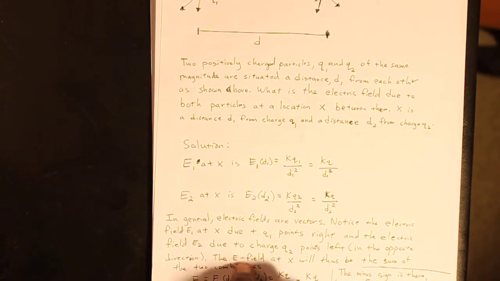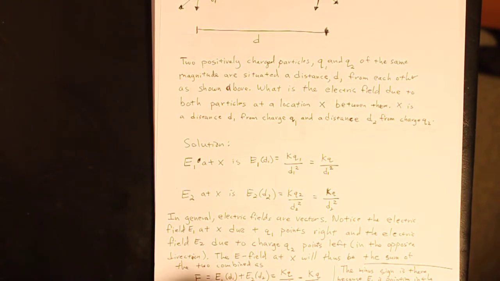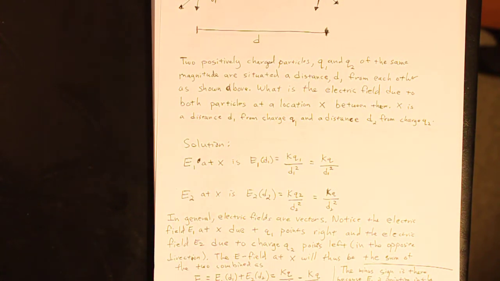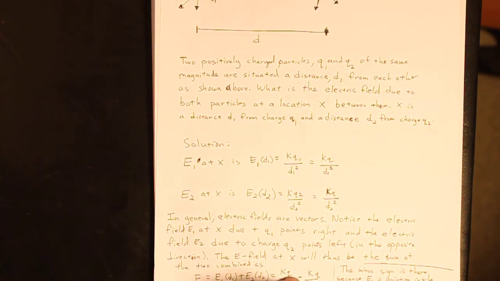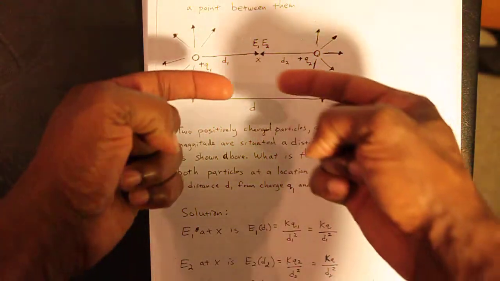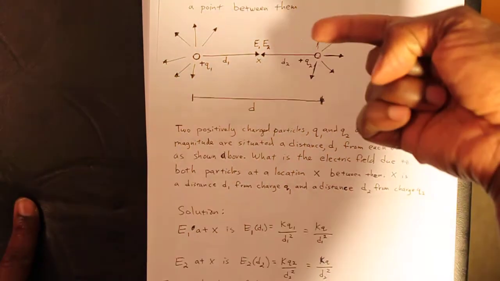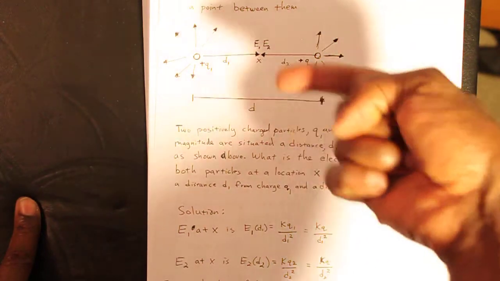So the E field at X will thus be the sum of the two combined, E1 of D1 plus E2 of D2, where that sum equals KQ over D1 squared minus KQ over D2 squared. Why is that minus there? Well, I just explained it. It's because they're working in opposite directions of each other. E1 is pointing in the right direction, E2 is pointing opposite, to the left.